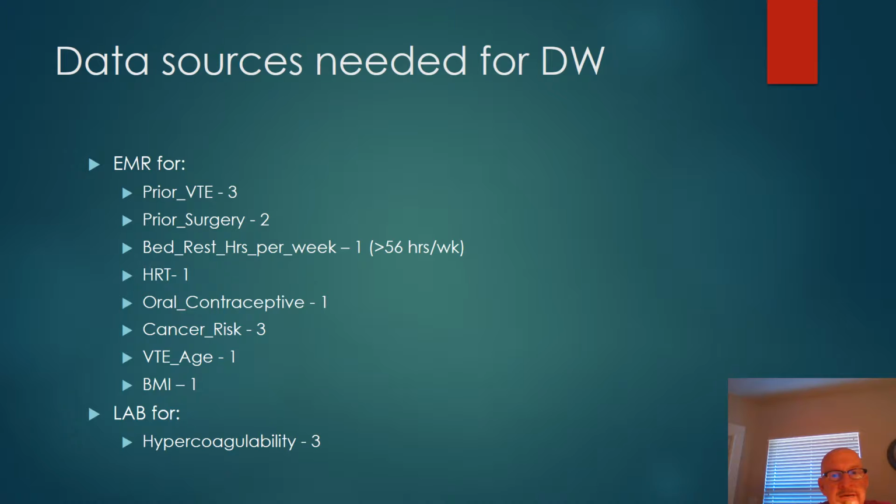So the data sources that we needed for the data warehouse, we chose two for the project. One was the EMR for quite a few factors there, and you can see lab was also a good source down at the bottom. For the EMR, you'll notice there's a name on the left and a number on the right. Prior VTE, somebody's had a thromboembolism before, that's a big red flag, so it carries quite an impact at 3. Prior surgery carries not as big an impact, but it's still a fairly significant one at 2. And then a couple that are less impactful, but still worth noting.